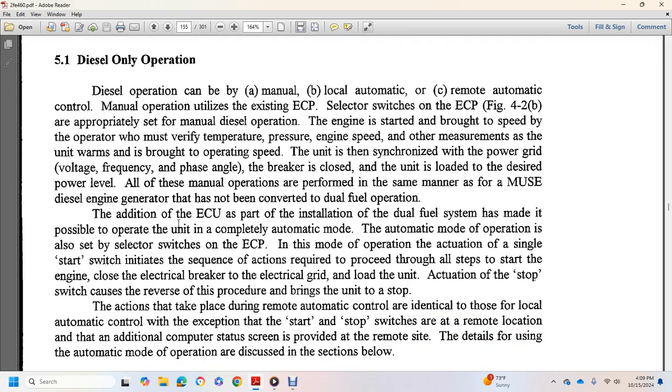In addition to the engine control unit, as part of the installation, the dual fuel system makes it possible to operate the unit in a completely automatic mode. Automatic mode of operation is also set with the electric switches of the engine control panel. With this mode, actuation of a single start switch initiates the sequence of actions required to go through all steps, from starting the engine to closing the electrical breaker to the electrical grid and loading the unit. Actuation of the stop switch causes the reverse procedure and brings the unit to a stop.